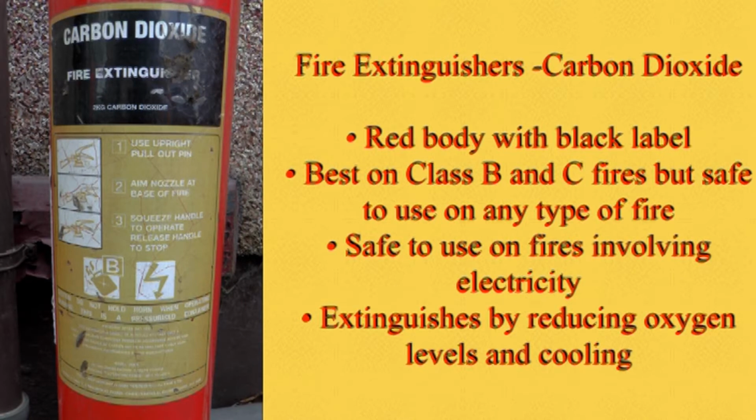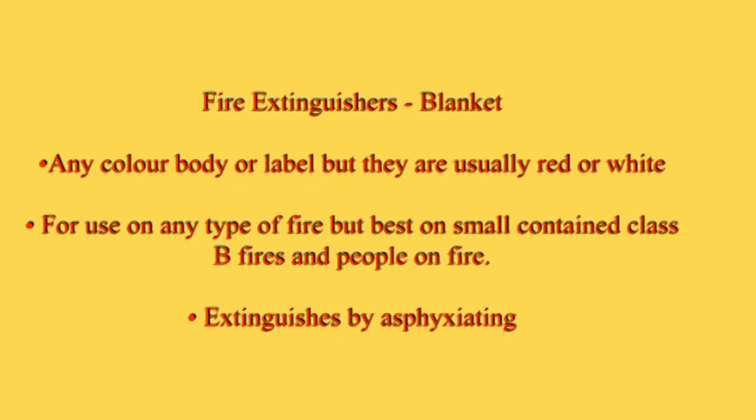A carbon dioxide fire extinguisher, red body with a black label. Best on Class B and C fires, but safe to use on any type of fire. Safe to use on fires involving electricity, and extinguishes by reducing oxygen levels and cooling the fire. Fire blankets normally have a red or white label. They're for use on any type of fire, but best on small contained Class B fires and people on fire. Extinguishes by asphyxiation.